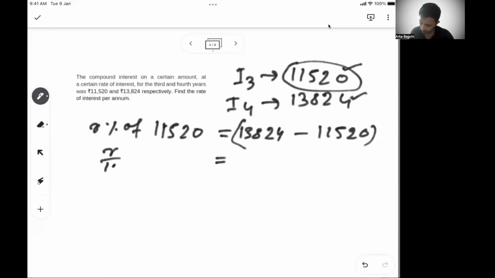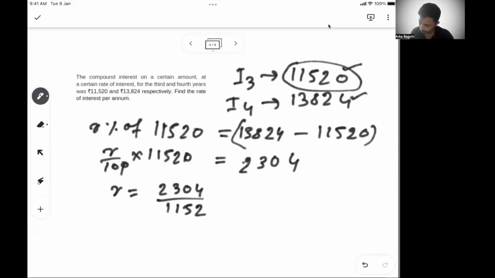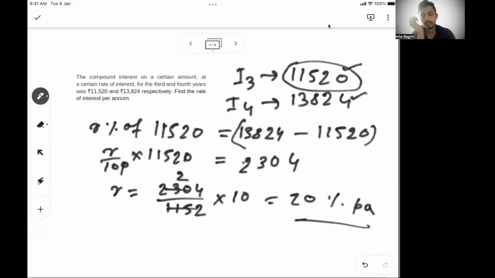So first let's calculate this. R by 100 into 11,520 is 2,304. Okay, so you can say R is equal to 2,304, the zeros get cancelled, by 1,152 into 10. So this is 2, this is 20. So R is 20% per annum. Okay, so this is the value of R.